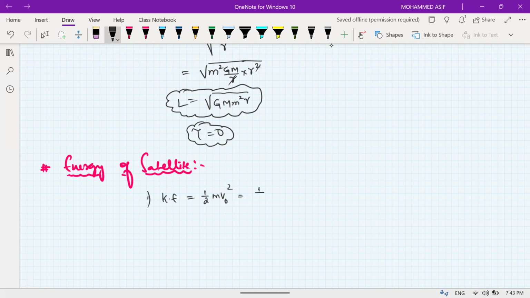So that value will be equal to half into m. V naught square is right now for me under root of capital G capital M divided by small r, whole square. So this value will come out for me half into capital G capital M into mass of this one divided by r.